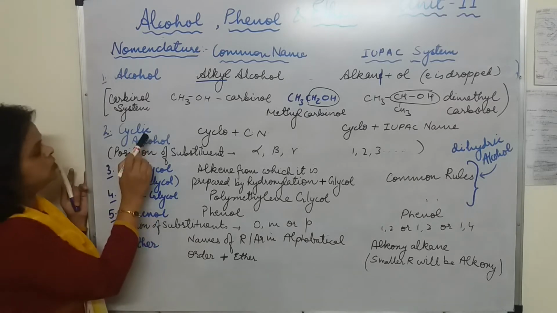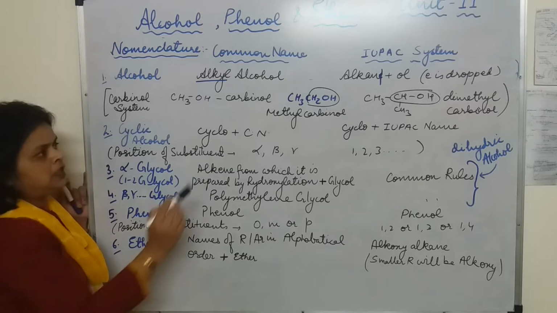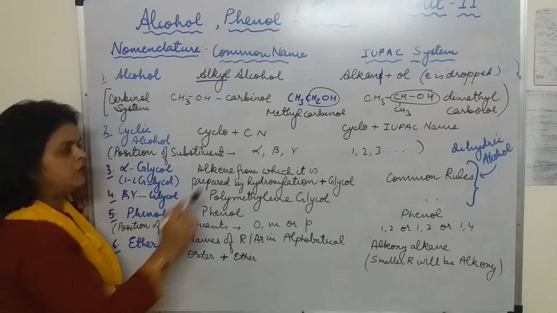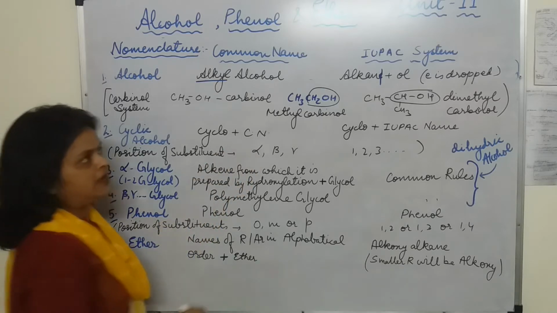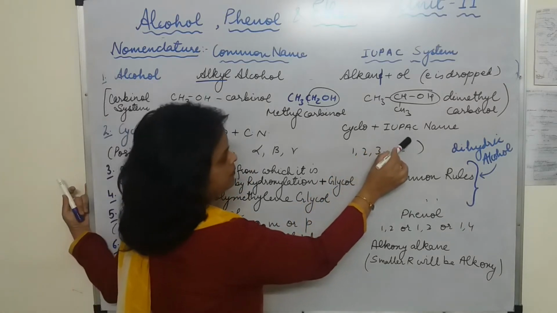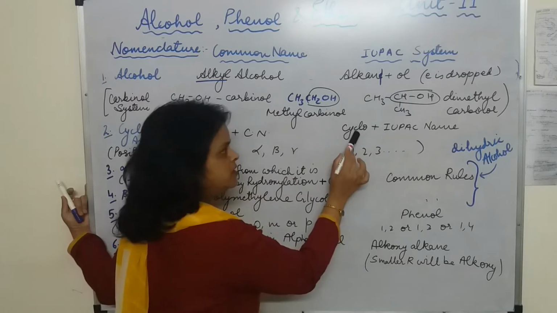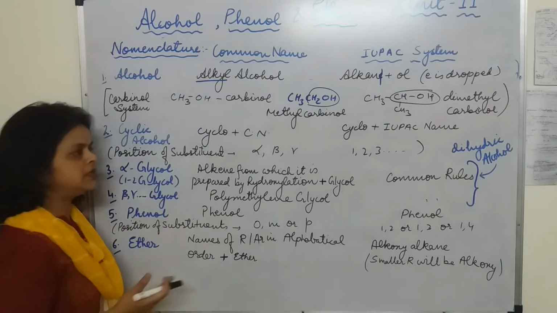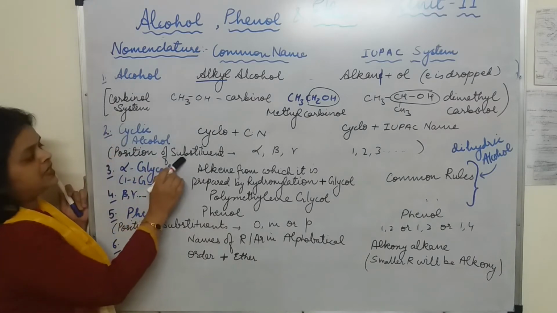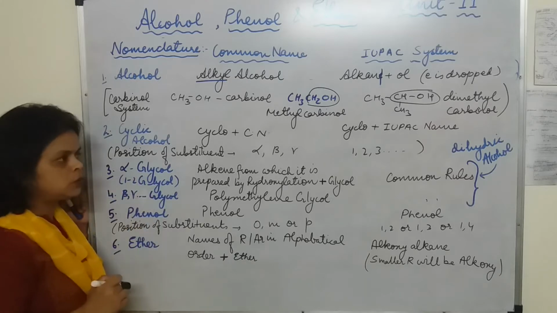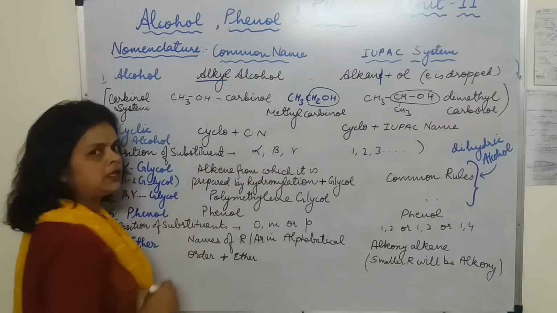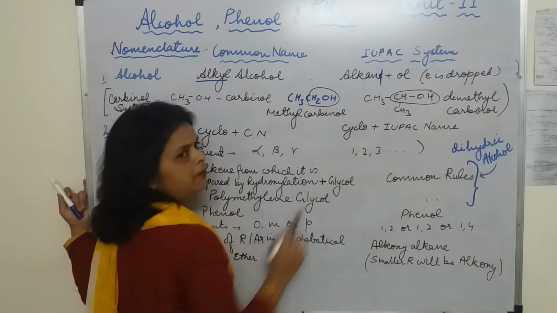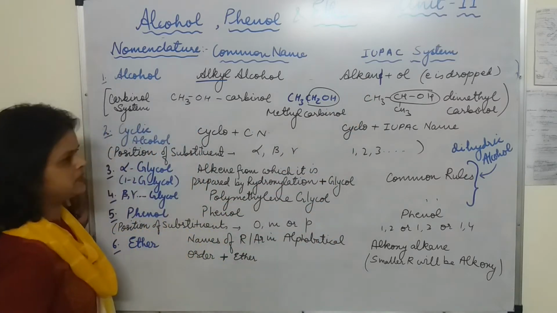Now, when we talk about cyclic alcohols, we have to use the primary prefix cyclo, followed by the common name. When writing the IUPAC name, we write cyclo first and then its IUPAC name. We will see different examples so it will be clear. If substituents are present, we will use alpha, beta, gamma, and in IUPAC nomenclature we will use the numbering 1, 2, 3 and so on.